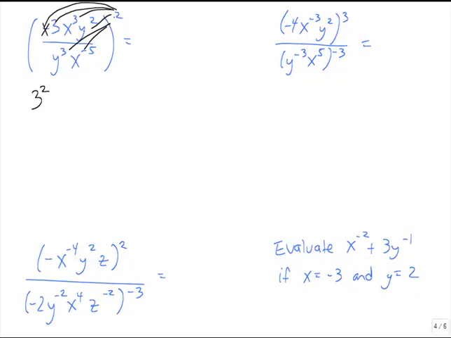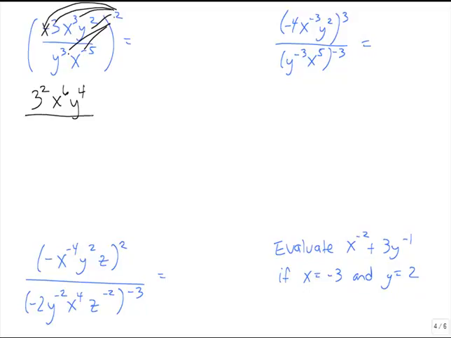And then for all the rest of these x's and y's, they already have powers. So these are going to become powers raised to a power. And the law of exponents for that says to multiply. So when I do x cubed to the second, that's going to be 3 times 2, which is 6. So that's going to give me an x to the 6th. For the y's, 2 times 2 is 4. So this is going to be y to the 4th on top.